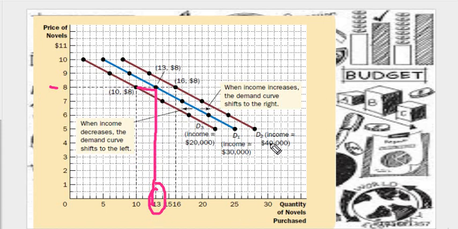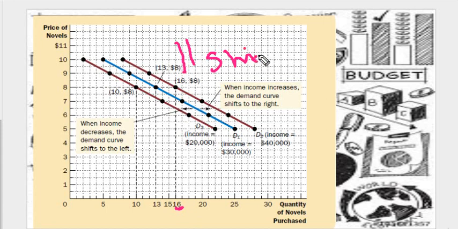If the income increases further, from 20 it becomes 30, from 30 it becomes 40, then the demand curve will shift rightwards even further, and at the same price even more will be bought. 16 will be bought. So what is happening is, essentially, if there is a parallel shift, and this is what is called a parallel shift.